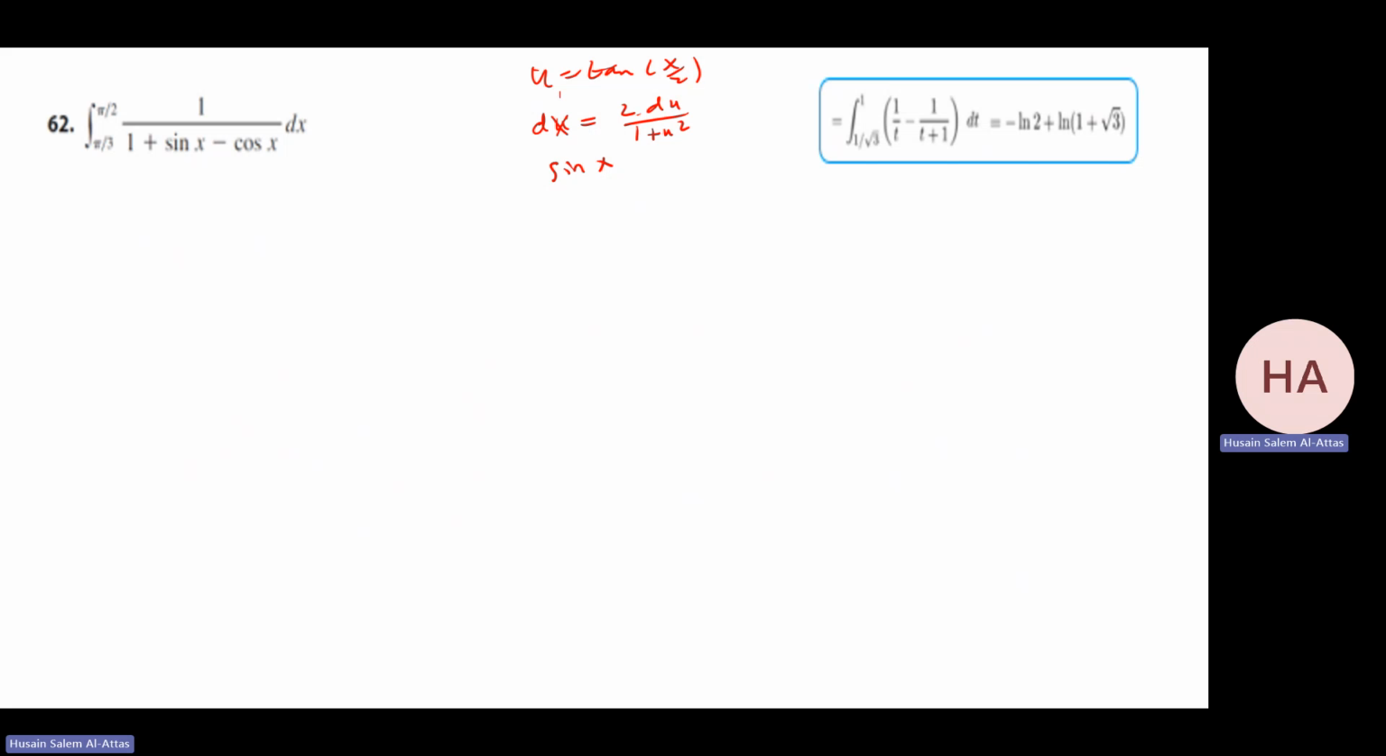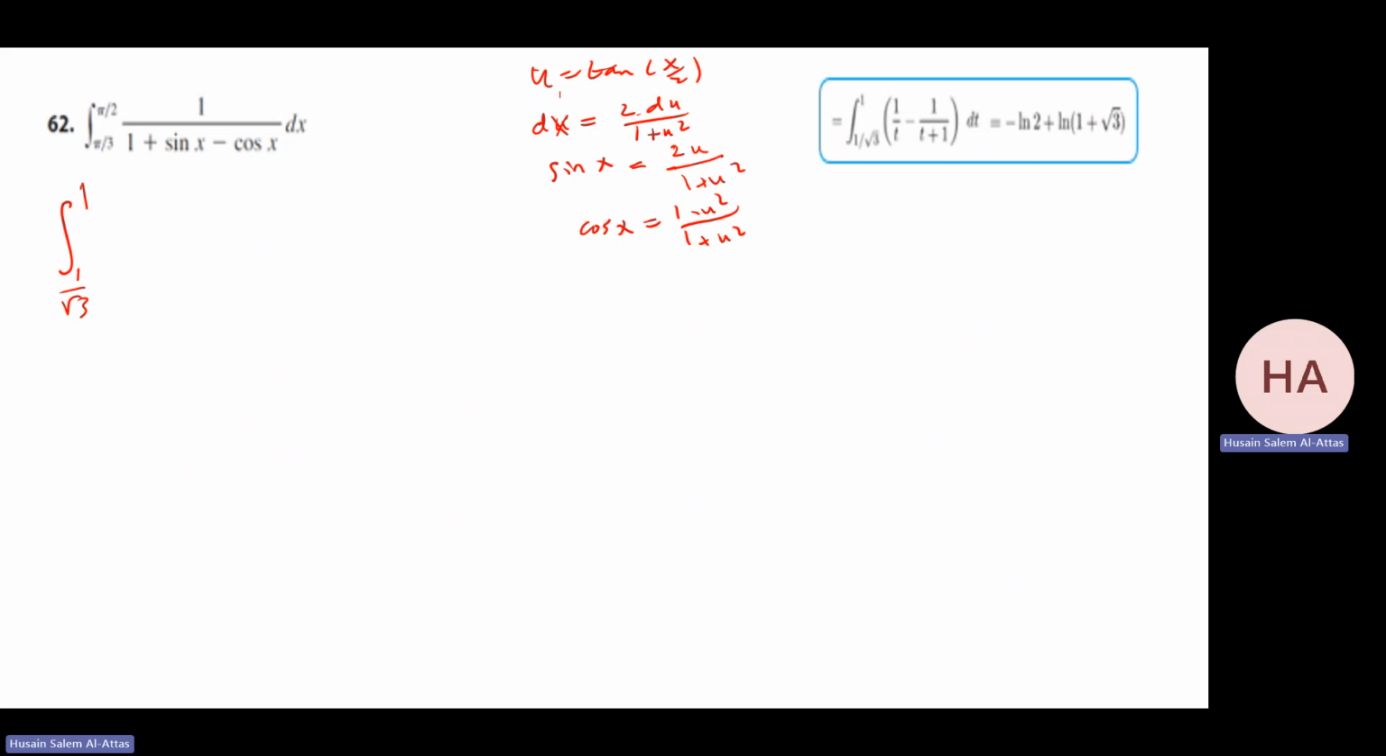This is the formula. You need to memorize it in the right way. That will be 2u du over 1 plus u square, cosine x is 1 minus u square over 1 plus u square. Okay, so this integral. Now, if pi over 3 I have here, then it's pi over 6. What is tan pi over 6? It is 1 over square root of 3. What is tan of pi over 4? That will be 1.